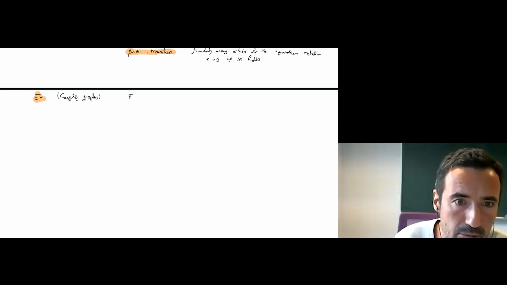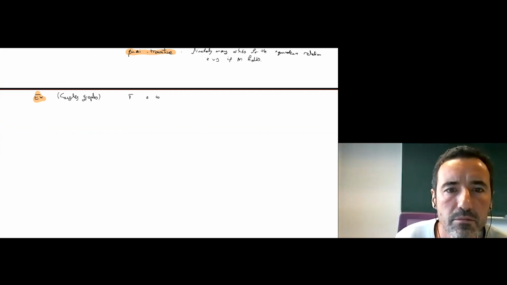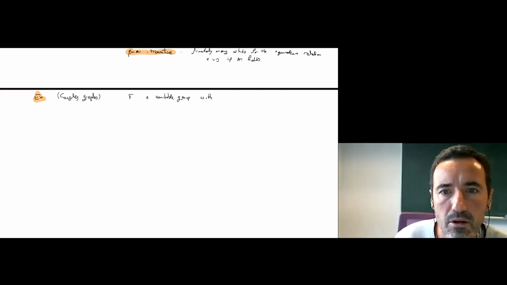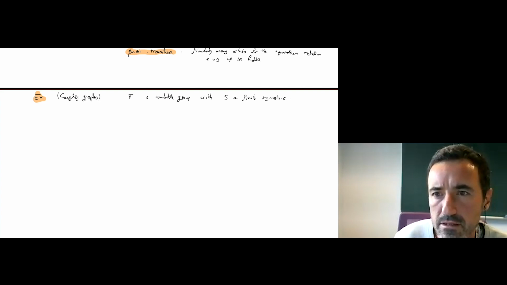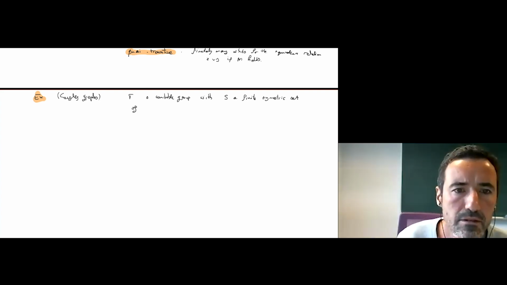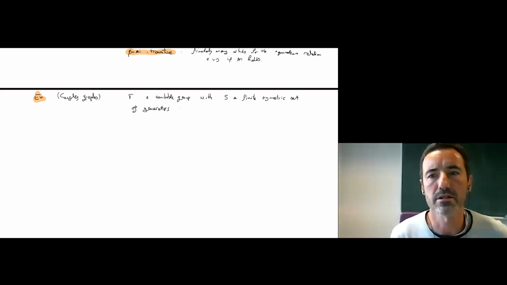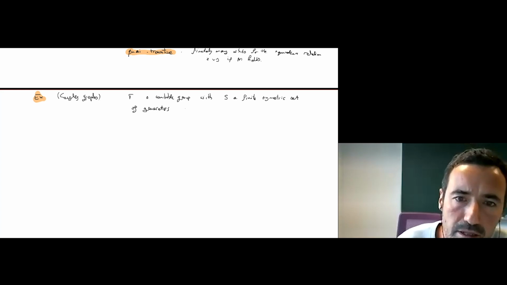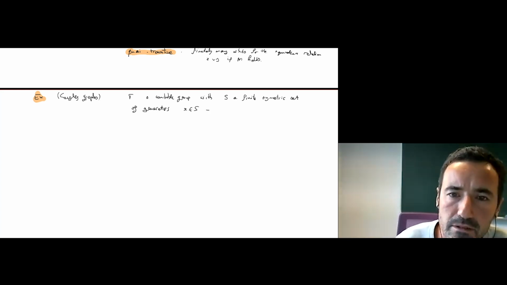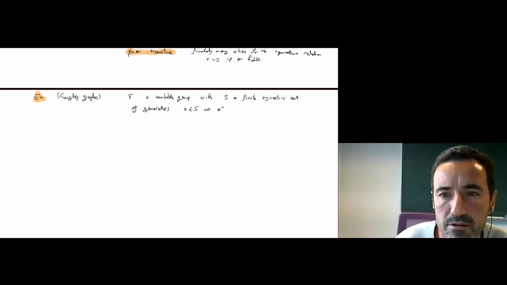You take a countable group, gamma, which is finitely generated, with S a finite symmetric set of generators. Okay, so you have a finitely generated group. By symmetric, I mean that x is in S is equivalent to x minus one is in S, okay?